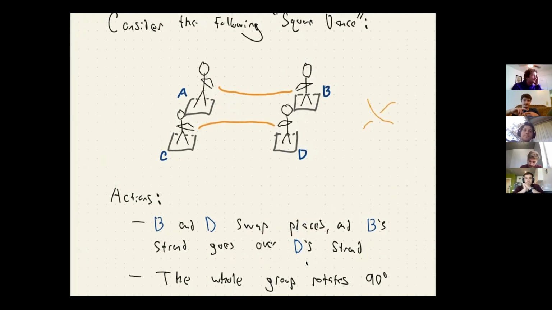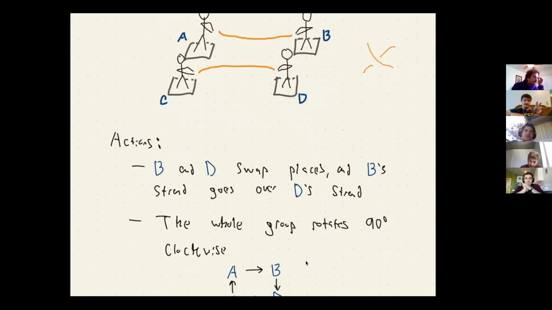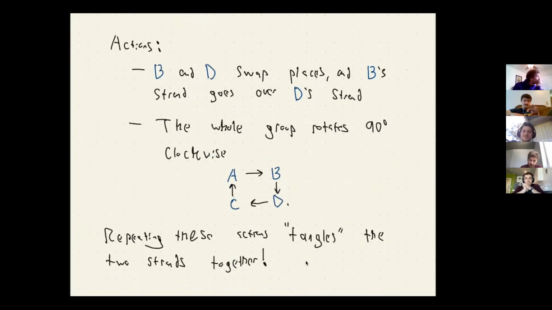And then the second thing we could do is the whole group rotates 90 degrees clockwise. So the person in position A goes to position B, B goes to D, D goes to C, C goes to A. And what would that do? That would take this to just this.